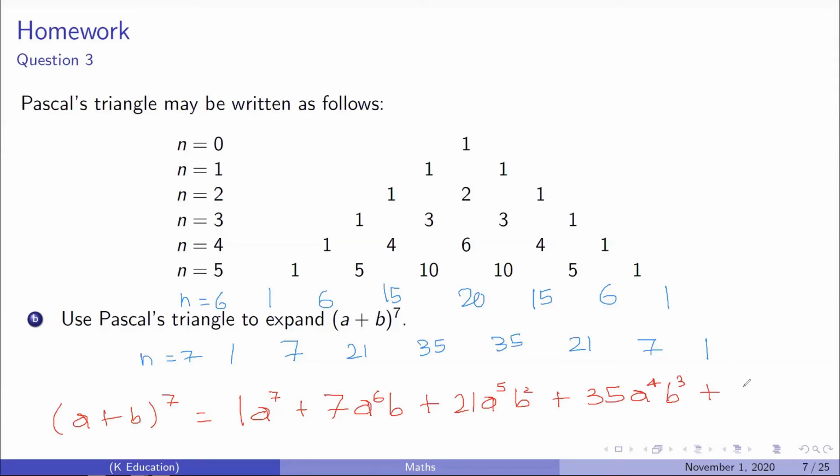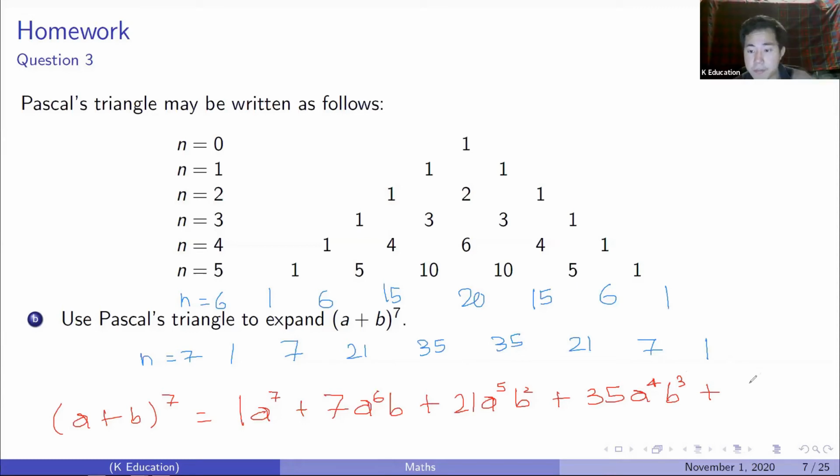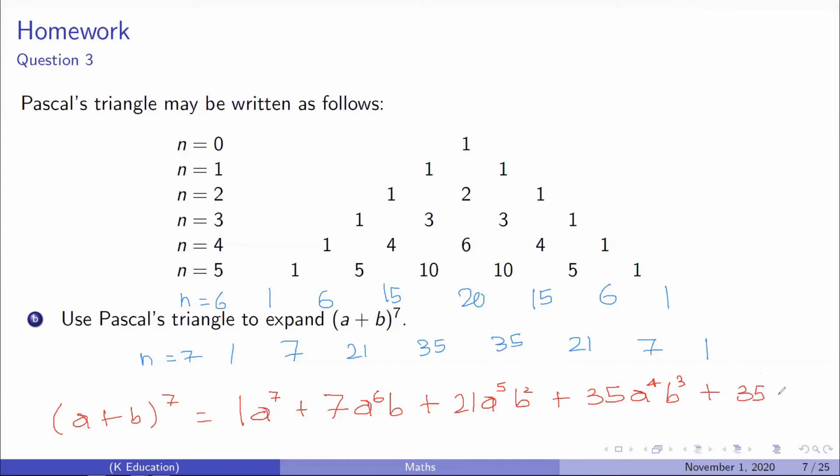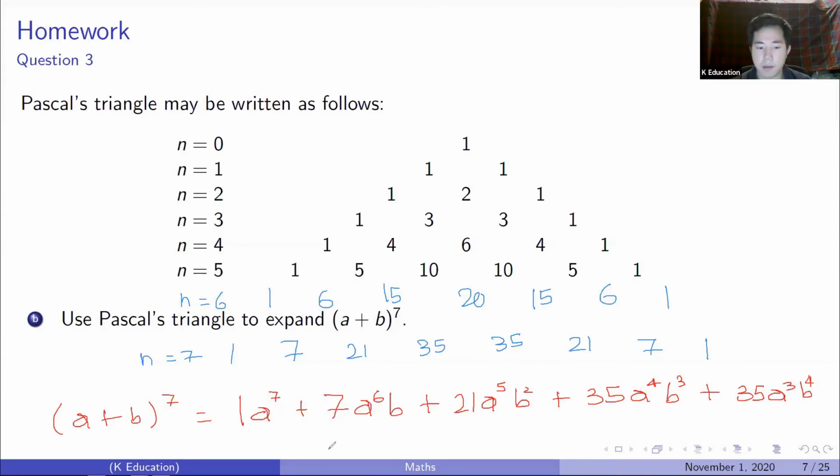4 to the power of 4. No, you need to tell me the number first, the coefficient. 21. There's 2. 35. And then a to the power of 3. And then b to the power of 4. Yep. Next.